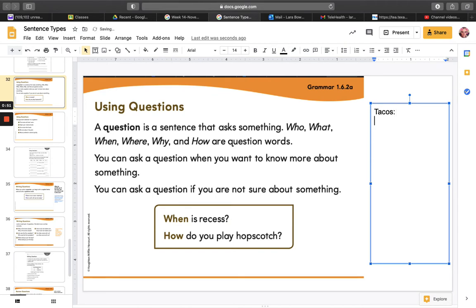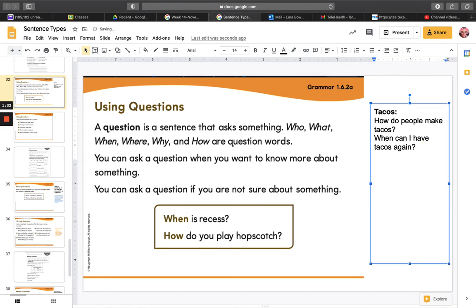That's my topic. What are some questions that I could ask about tacos? I might ask, how do people make tacos? And I'm going to put a question mark. I might ask, when can I have tacos again? Oops, I spelled again. Again. And I'm going to put a question mark. So you can have a topic of something like tacos, and you can ask questions about it.